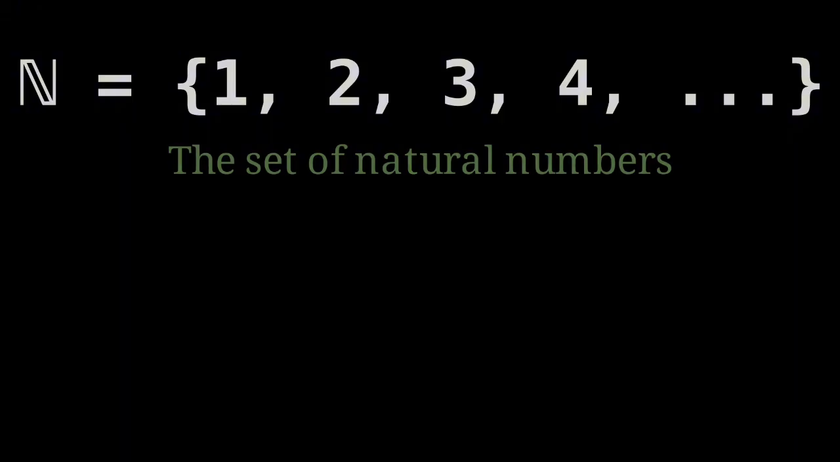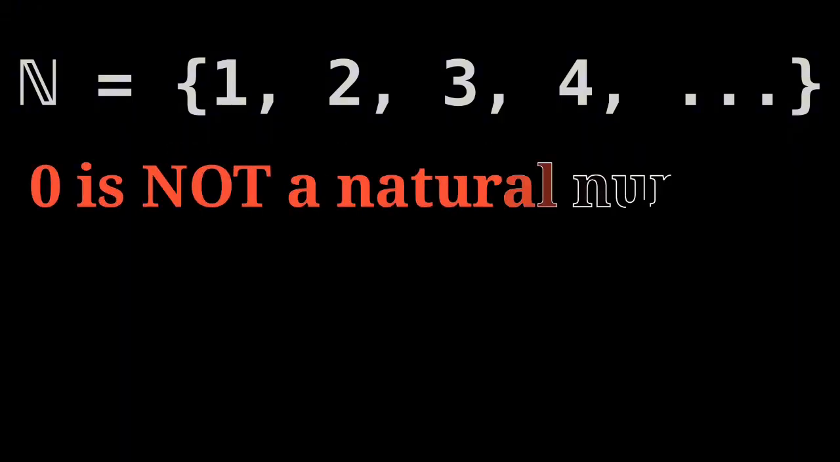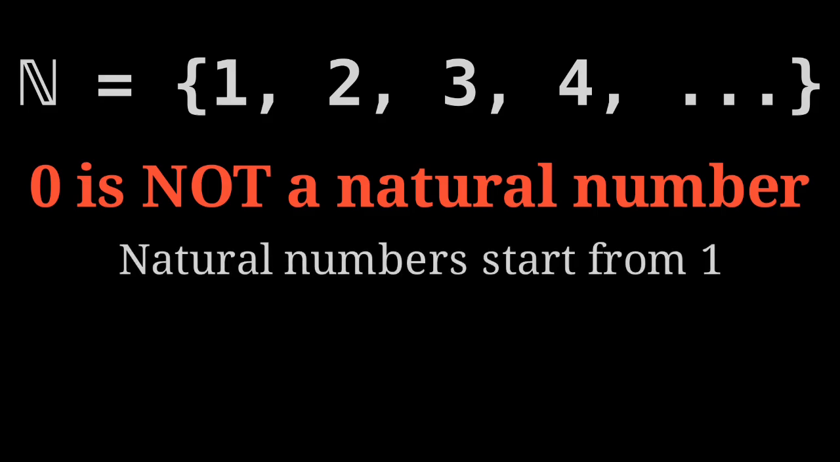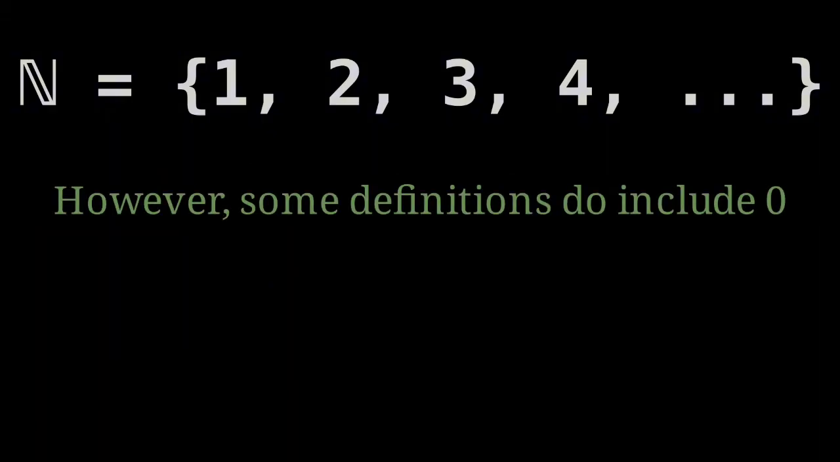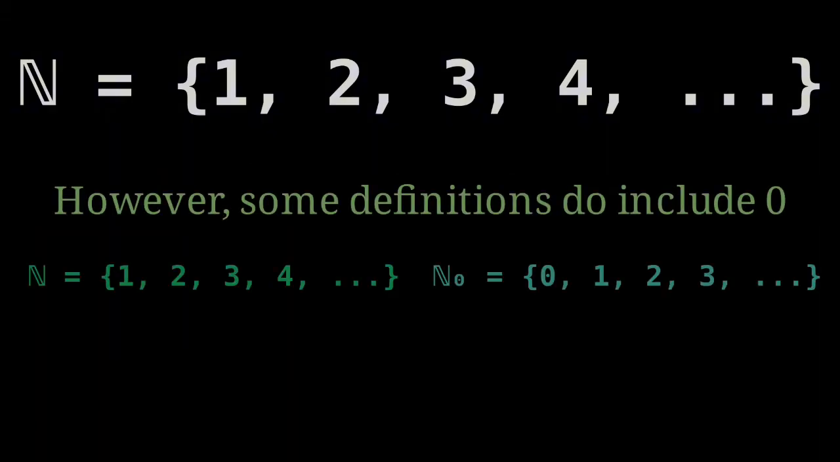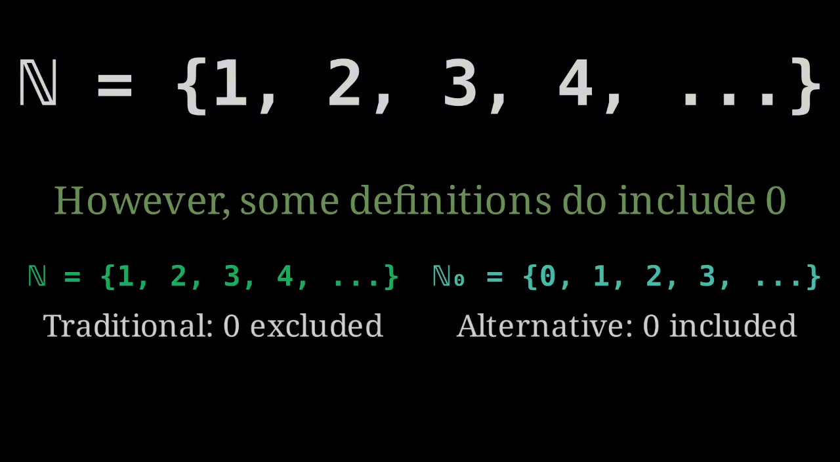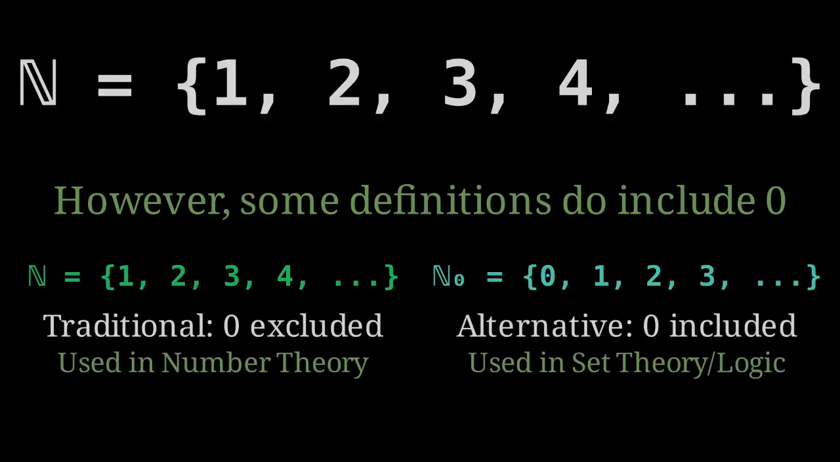It's important to note that 0 is not a natural number. Natural numbers start from 1. However, some definitions do include 0. There are 2 conventions in mathematics regarding whether 0 is a natural number. The traditional convention excludes 0. This is used primarily in number theory.